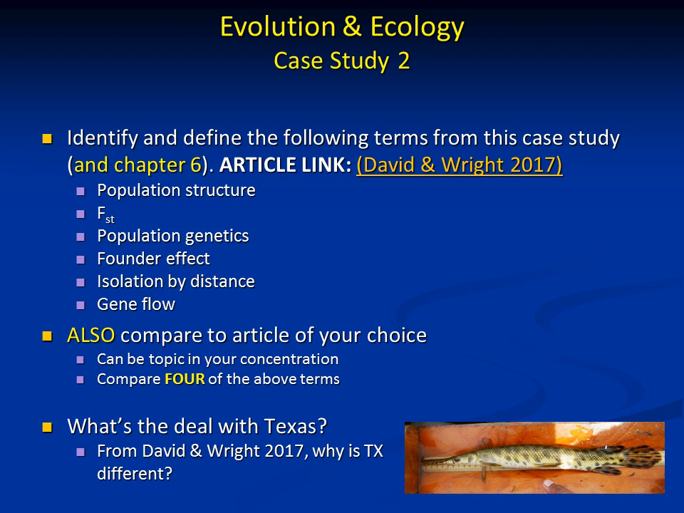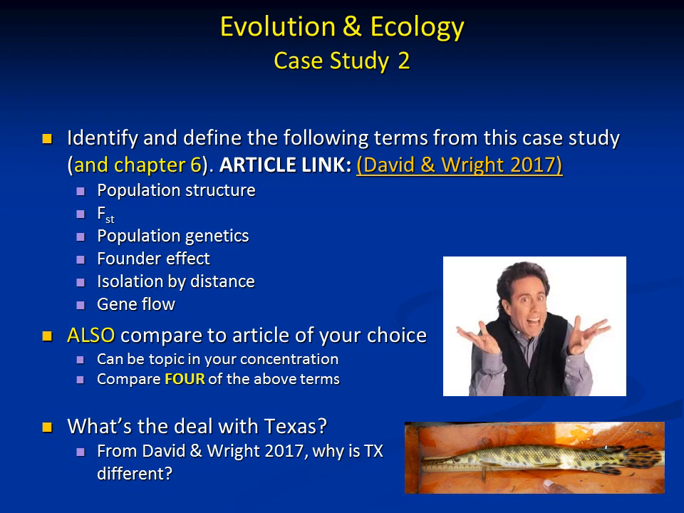Another thing that I want you to make sure that you're including on this assignment is to look at what's the deal with Texas. So I want you to think about, in David and Wright 2017, why is Texas different? So what are some of the possible explanations as to why that Texas population was different from some of the other populations we compared to? So again, if you've got any questions about this, please make sure to email me, and we can address those as they come up. So remember that deadline is March 20th. That's this Friday at 11:59 p.m.